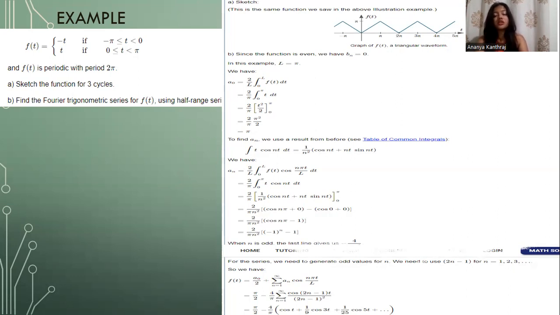Now, integrating with respect to t, we get 2 by pi integration from 0 to pi t dt. The integration of t is t squared by 2. So basically 2 by pi into t squared by 2.